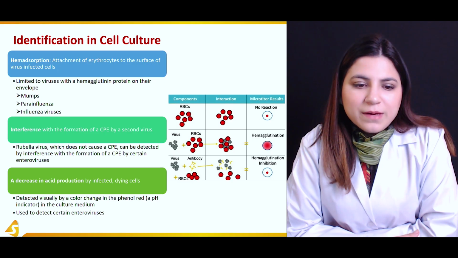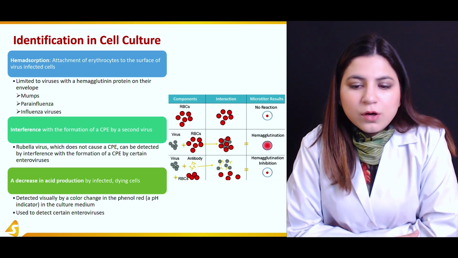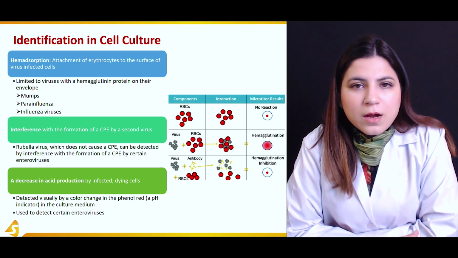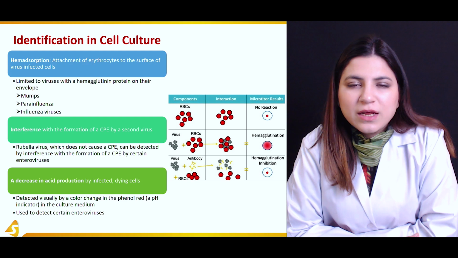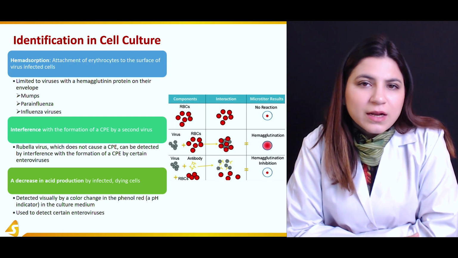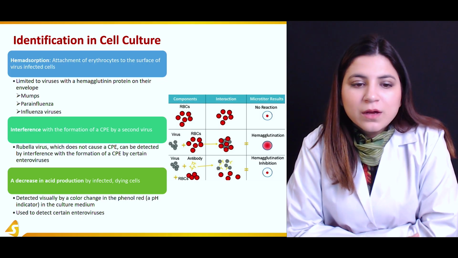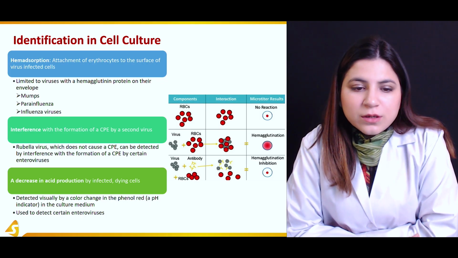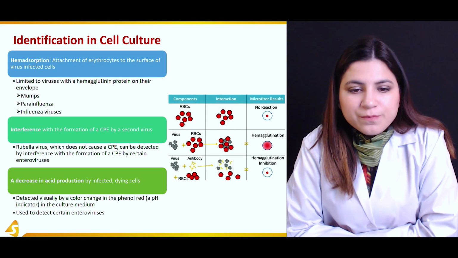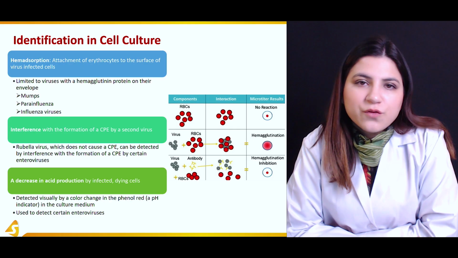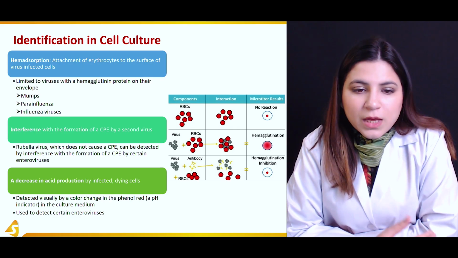There are different types of cytopathic effects, or different types of manifestations that can be seen that can help us identify a virus inside the cell. The first of these is heme adsorption. This is basically the attachment of erythrocytes to the surface of virus infected cells.